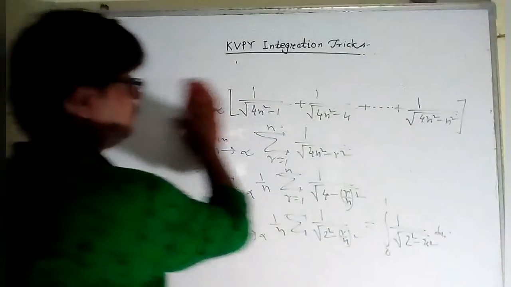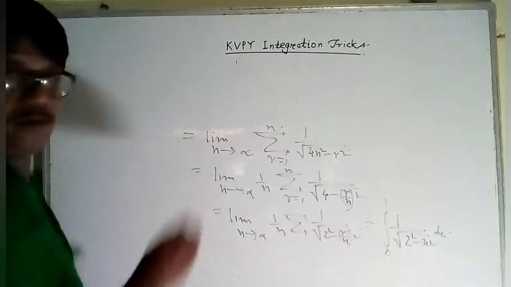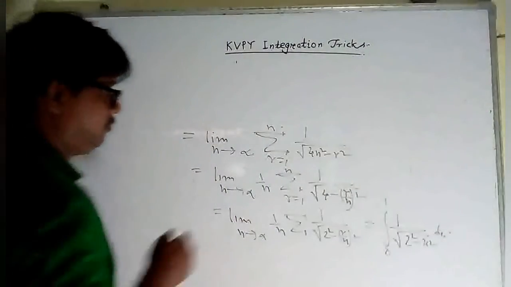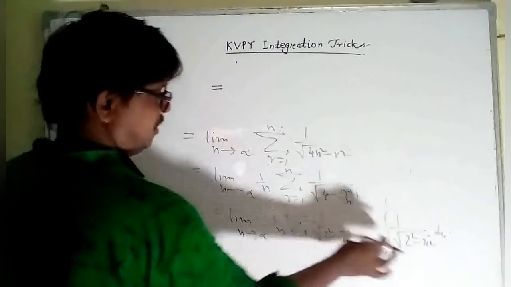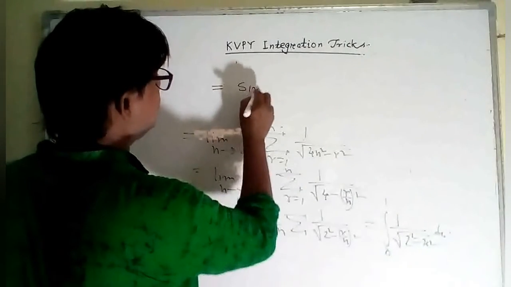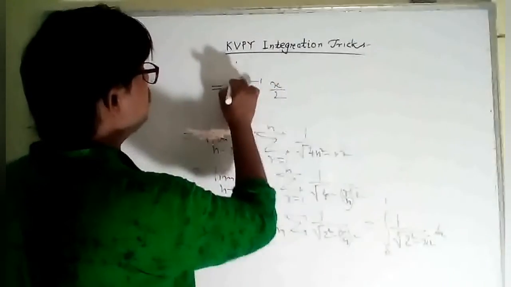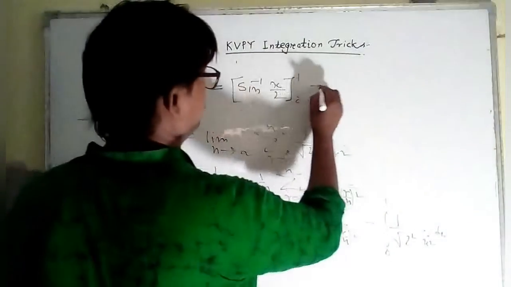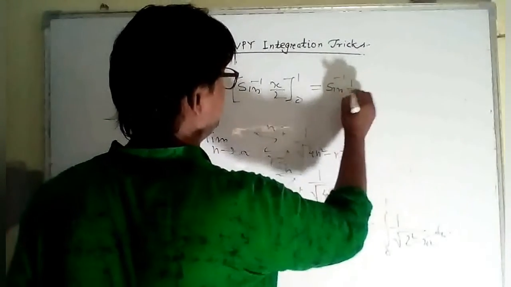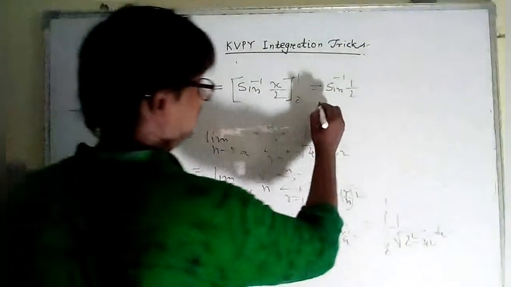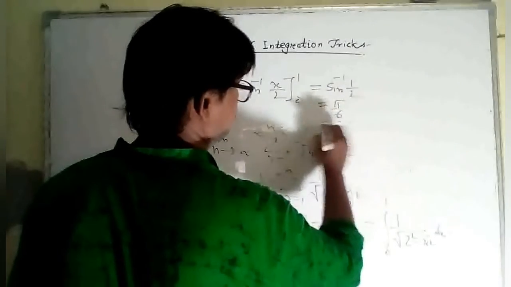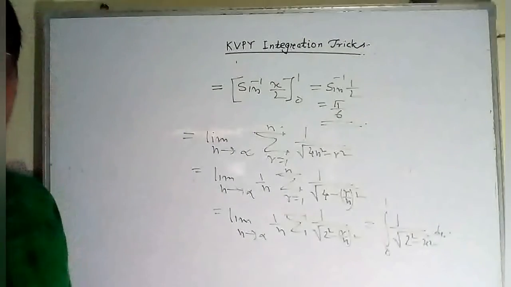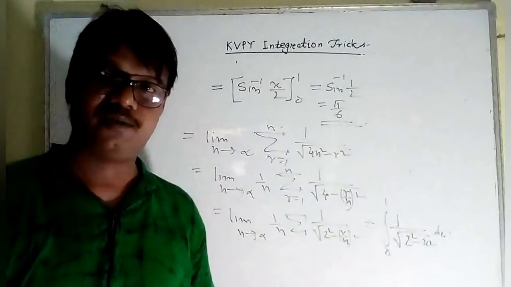That is, integration gives sine inverse of x by 2 from 0 to 1, which equals sine inverse half minus sine inverse 0. Sine inverse 0 means 0, and sine inverse half means pi by 6. The value is pi by 6. Okay.